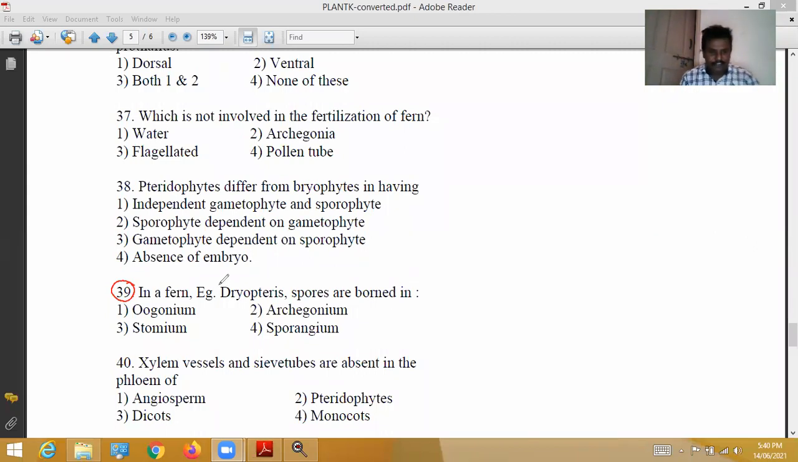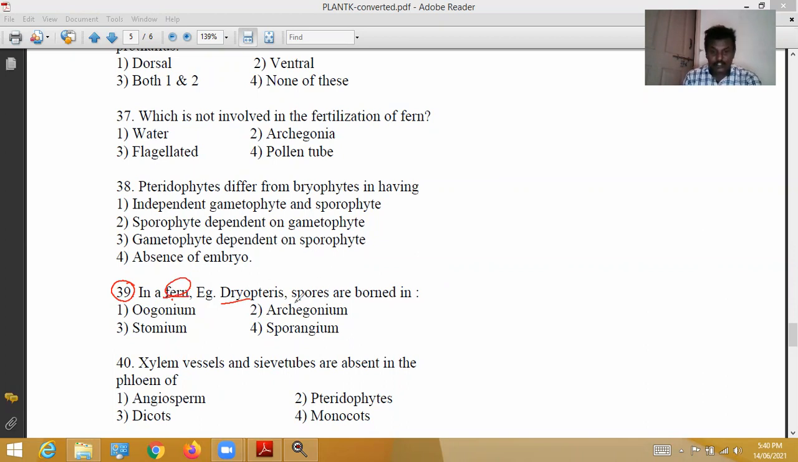Next bit, in fern. Fern, example, Dryopteris. Spores are born in... So generally here, fern, actually it is not related to NCERT. Again, no problem, we will discuss. See here, in a fern, there are several examples of it: Dryopteris, Pteris, Adiantum. These are all commonly called fern.